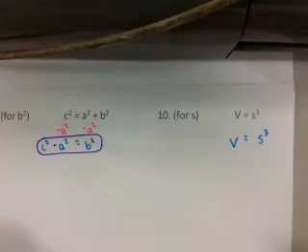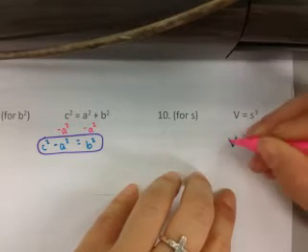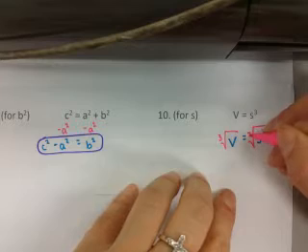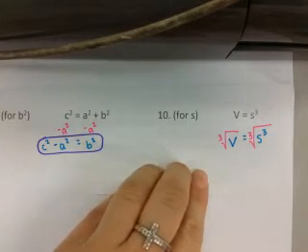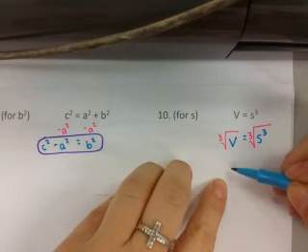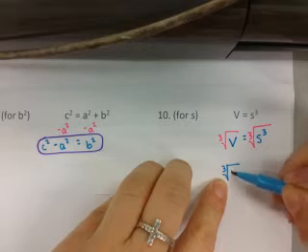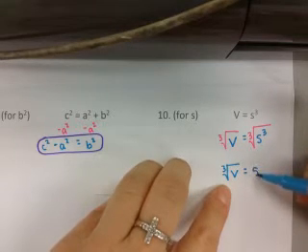We literally just want to undo a cube. So instead of a square root, we have to cube root each side. So we need the third root, the cube root. So that means our final answer is the third root, or the cube root, same thing, of the volume is equal to the length of a side.